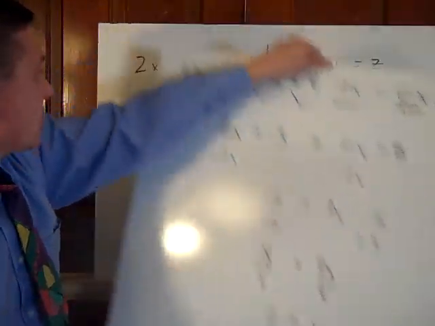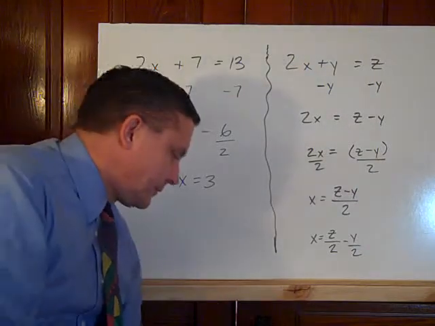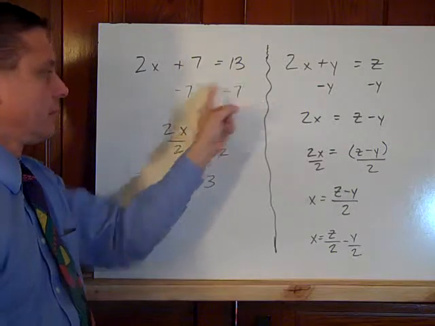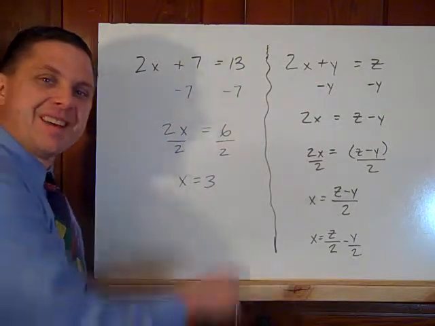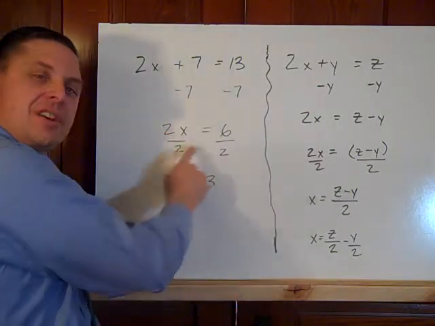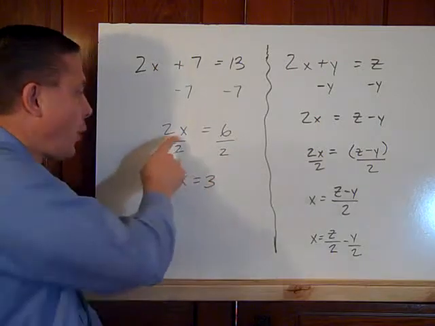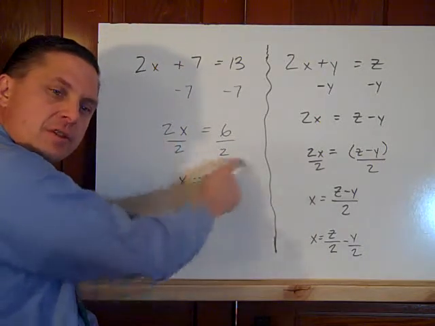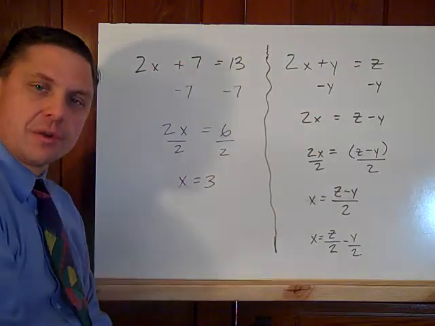It doesn't change for this. On the left side, we have a two-step equation. Subtract 7, and I get 2x equals 6. So I have the variable I want to solve for by itself, and I get rid of the coefficient, and I have x equals 3.